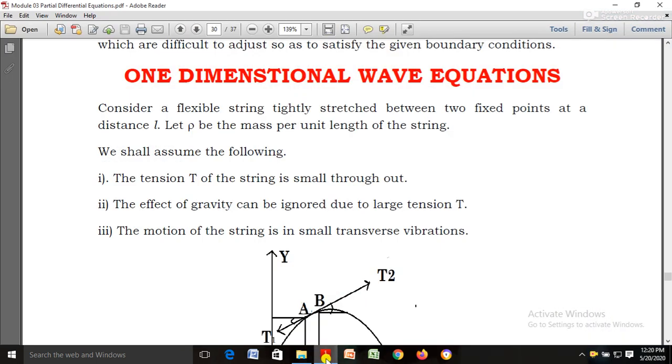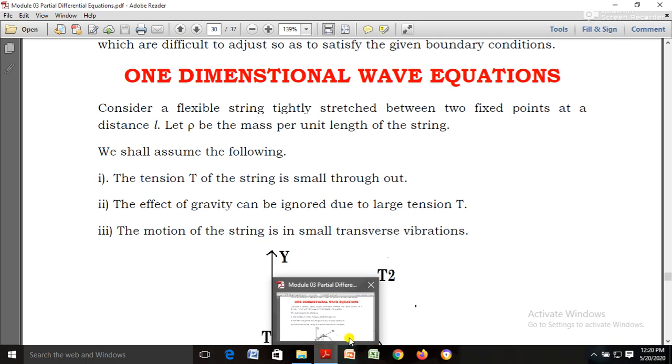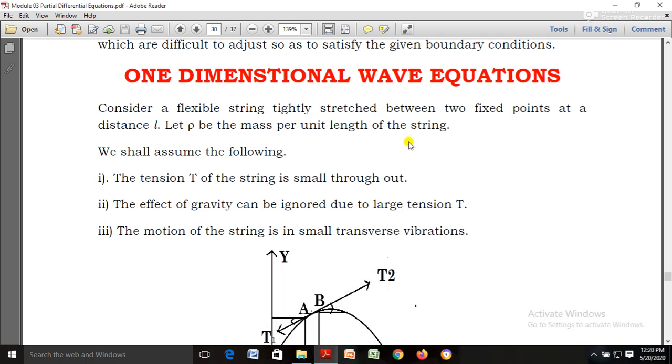Today we have to discuss the one-dimensional wave equation. This is the third module, and it is very important. One is the one-dimensional wave equation, and another one is the one-dimensional heat equation. These two are very important. So now we are discussing the one-dimensional wave equation.